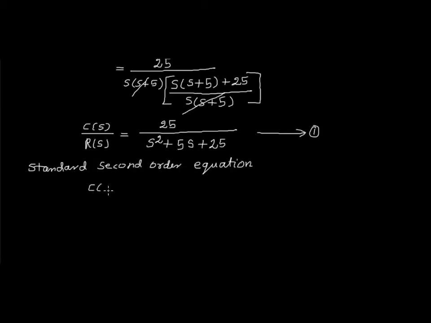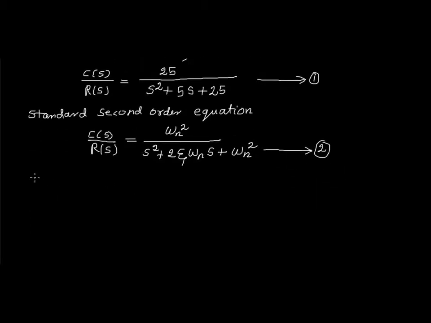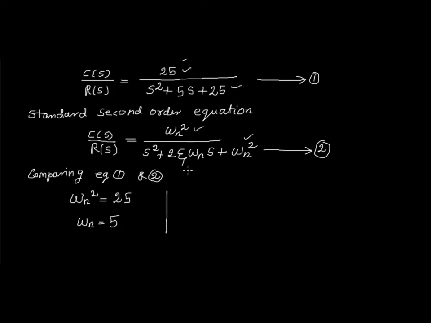The standard second order transfer function is C(s) by R(s) equal to omega n square divided by s square plus 2 zeta omega n s plus omega n square. We can name this as equation number 2. If we compare equation number 1 and equation number 2, the omega n square value is equal to 25. We can find omega n, which is equal to 5.